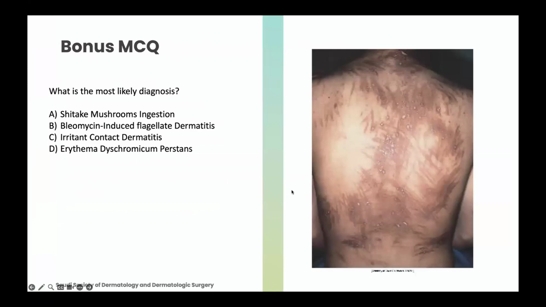Okay, what do you think this patient has? That's the correct answer. It's either A or B. Both answers are correct. Shiitake mushroom ingestion and also bleomycin-induced flagellate dermatitis. What other condition can give you flagellate dermatitis? Does anyone know a third condition? Not atopic dermatitis. Correct, dermatomyositis. What else? There is something else as well. Okay, sometimes Still's disease can cause that. Still's disease can cause flagellate dermatitis.